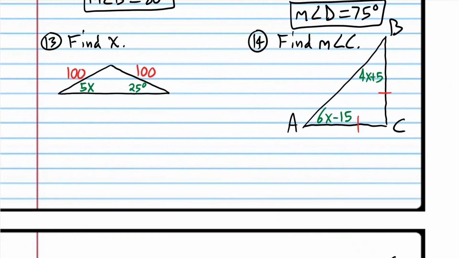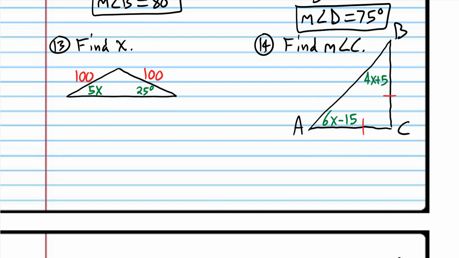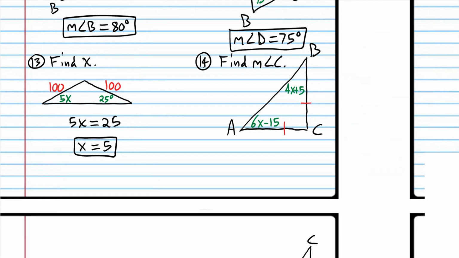All right, number 13, we're looking for x. Now, we know this is isosceles because two of the sides are 100. That means by the isosceles triangle theorem, these two angles must be congruent. So 5x must be equal to 25 degrees. And using that equation, we can find x. Divide both sides by 5, and we get x is equal to 5.